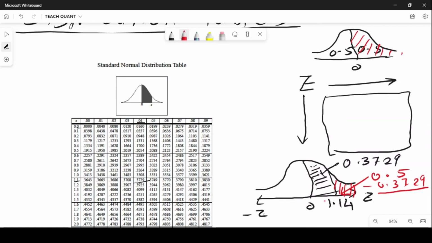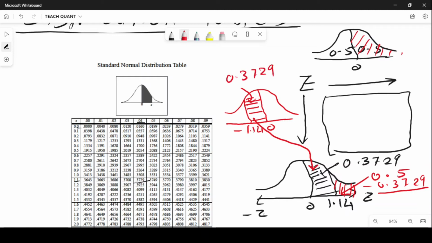And the same case would apply if I'm dealing with the negative side. So for example, I have a curve, and on this end, I'm told this is negative 1.14. And I'm told to find this area. Because of symmetry, this portion is equal to this. So this portion will be equal to 0.3729. They will be equivalent because of symmetry. The normal distribution curve is symmetrical.